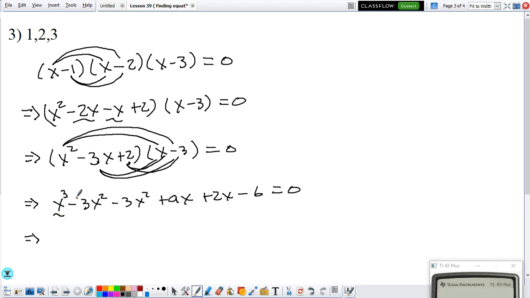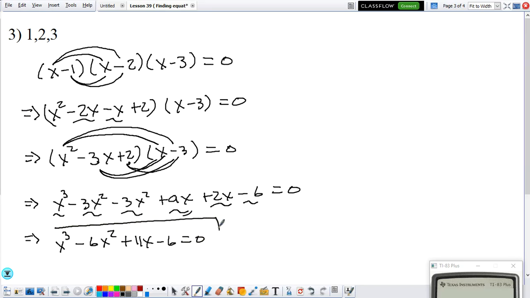Let's see, is there another x cubed that I can combine it with? No, so bring that down, x cubed. I see that I can combine these x squared terms. Negative 3x squared minus 3x squared gives me negative 6x squared. I see that I can combine these x terms. 9x plus 2x gives me 11x. Negative 6, nothing to combine it with, bring it down, equal to 0. So this is the equation such that if you solve it, your solutions are going to be 1, 2, and 3.